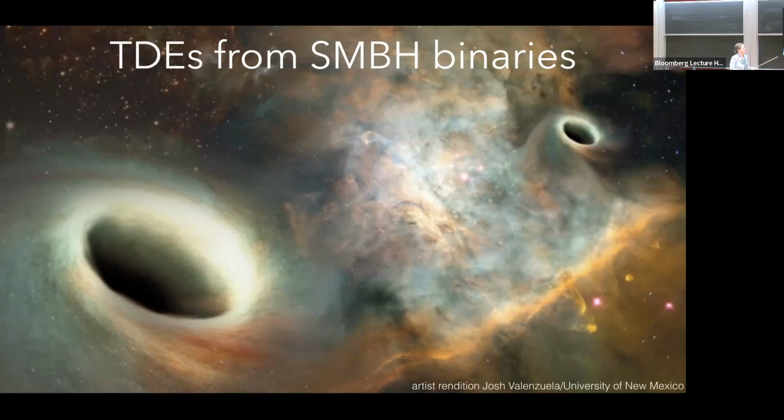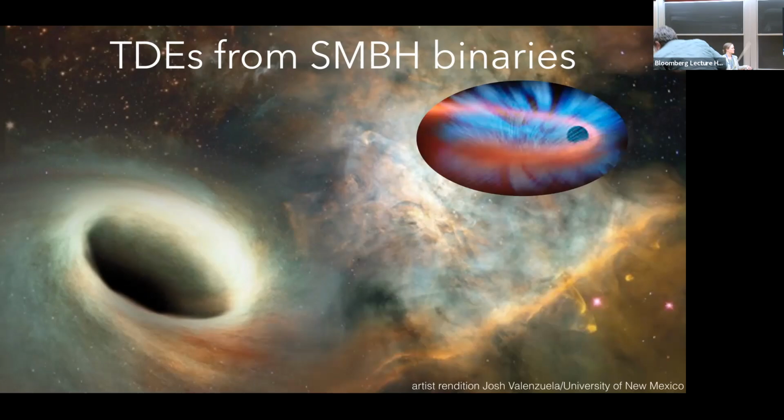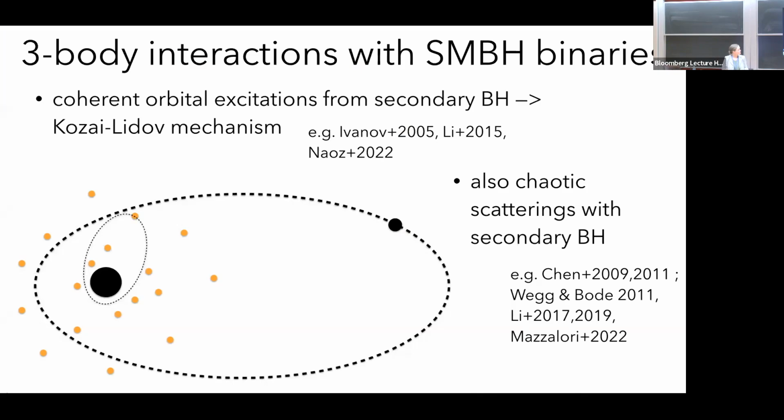And so the picture here is that these black holes are separated by a border of their sphere of influence. At these size scales, we're starting to have lots of interactions, and so you're able to increase the rates of TDEs in these black holes. This has been thought about a lot before, both through coherent orbital excitations, the quasi-Lidov-Kozai mechanism, and also chaotic scatterings, when the secondary black hole gets close enough to stars in the sphere of influence of the primary black hole that there are hard scattering events and you get more TDEs.